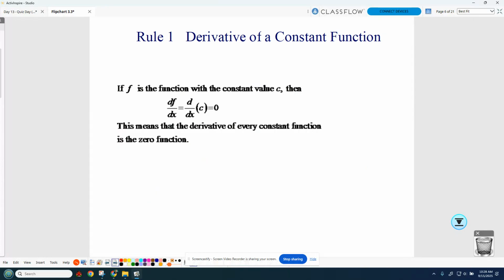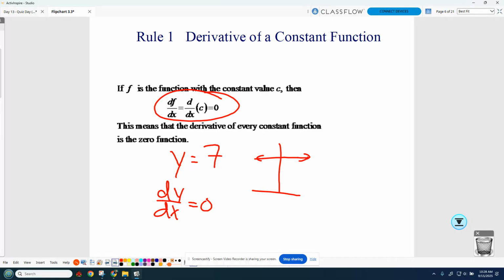Lily, pick a number. 7. Alex, what is the slope of y equals 7? 0. The slope of that horizontal line. This is saying the derivative of a constant. Derivative means how are things changing? How does a constant change? It's called a constant because it doesn't change. So the derivative of any constant is 0.